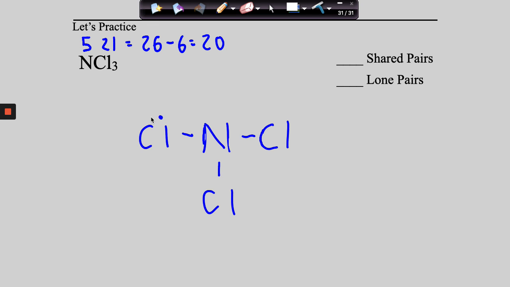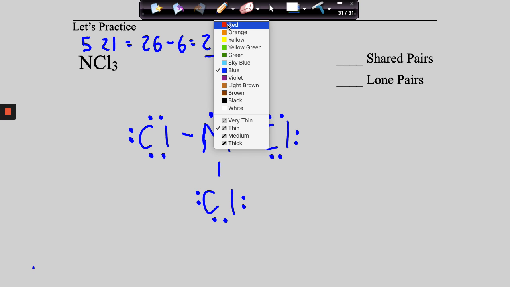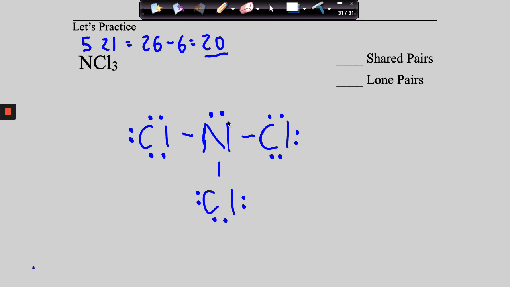So we go 1, 2, 3, 4, 5, 6, 7, 8, 9, 10, 11, 12, 13, 14, 15, 16, 17, 18. Okay, so now we've got the halogens all full. We used 18 of the 20 electrons that we have. So we've got 2 left, and we're going to put those on the nitrogen. All right, so now we've used up all of our 20 electrons.